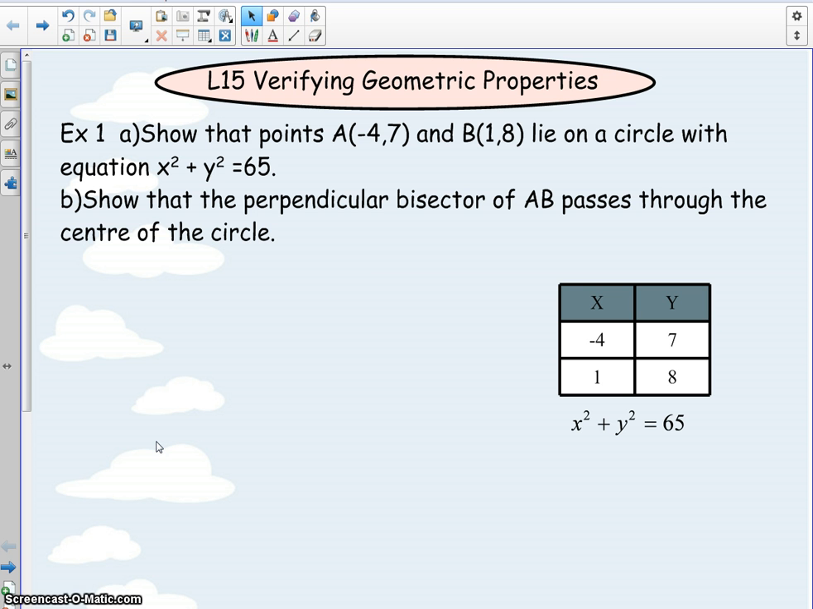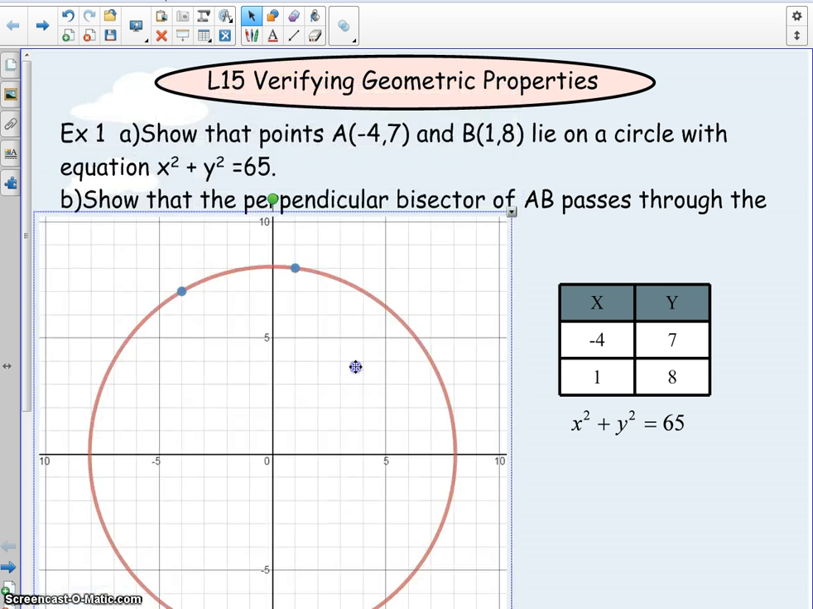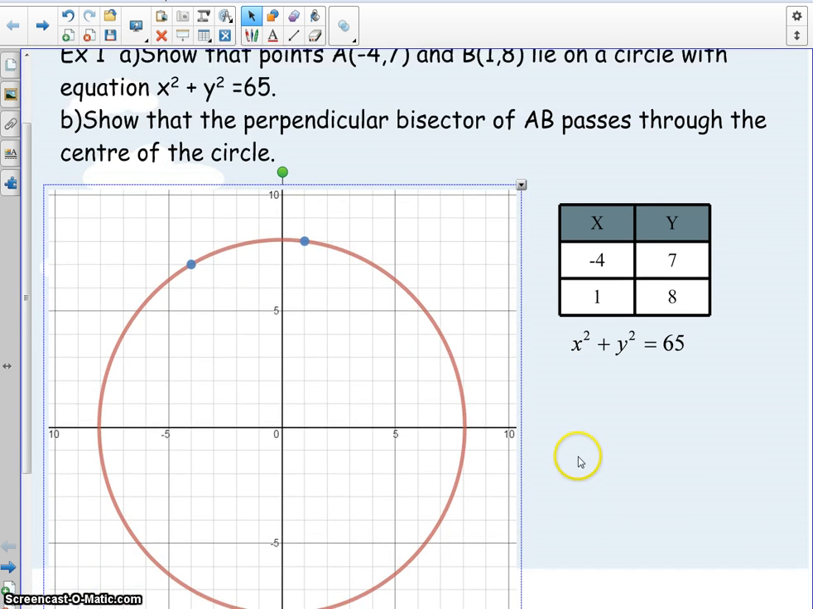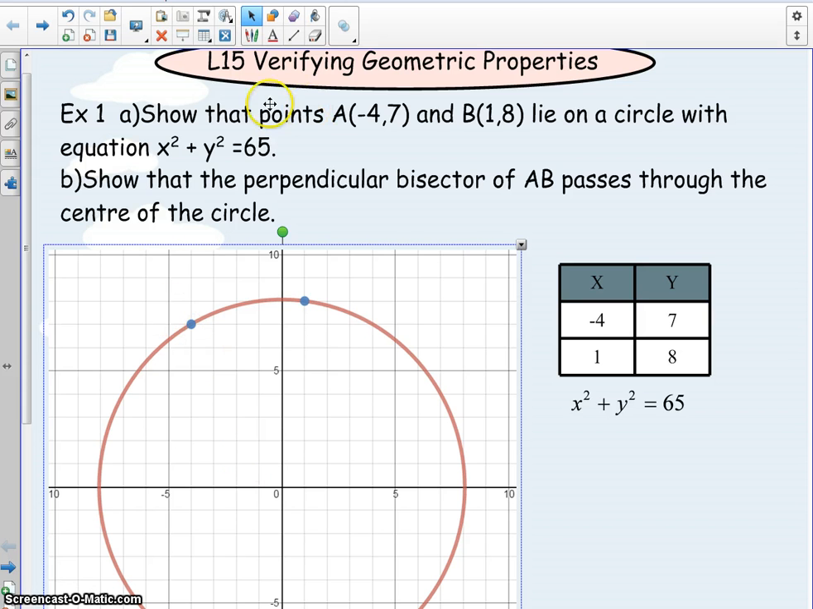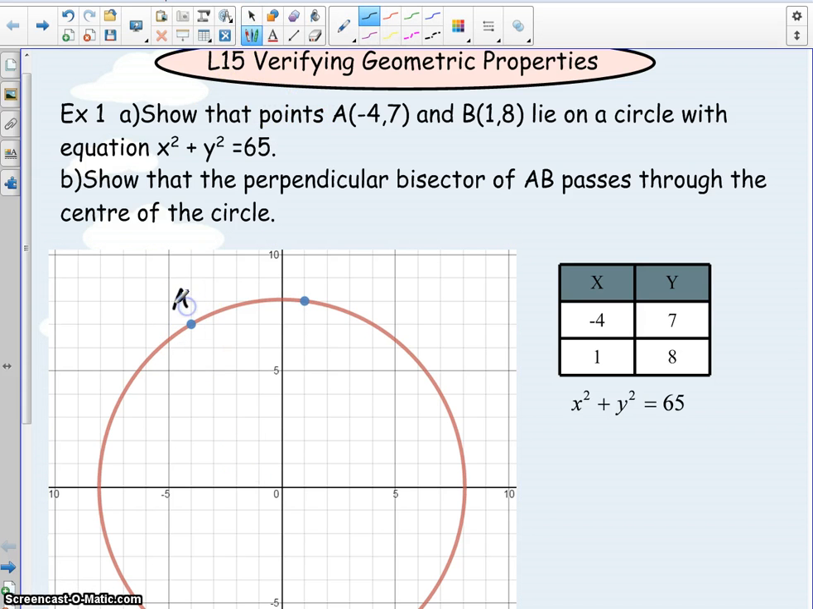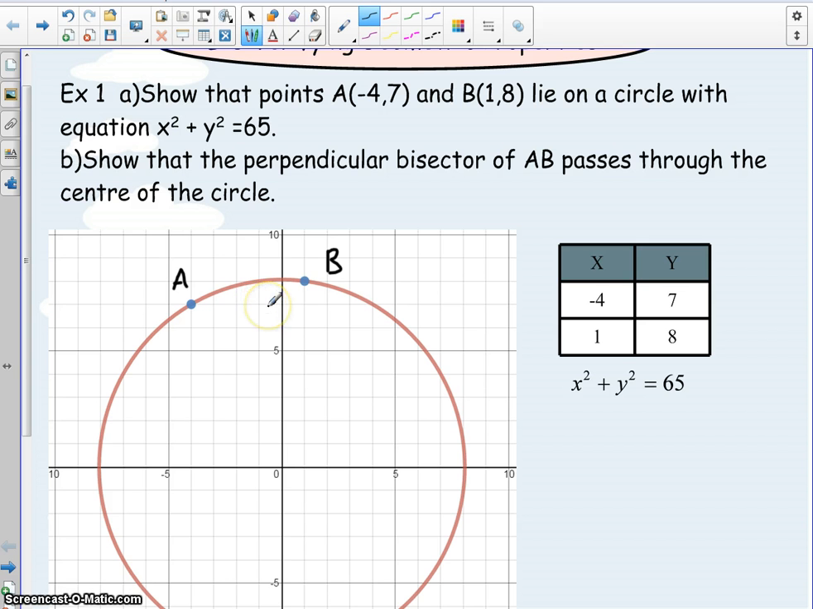So 1a again says show that the points A at negative 4, 7 and B at 1, 8 lie on a circle with the equation x squared plus y squared equals 65. Now this is a very easy thing to show using Desmos, but that's not going to be sufficient on a test or quiz. I'll show you how to algebraically prove it, but just to get an idea of what's going on, here's a picture. Here's a circle, x squared plus y squared equals 65, and I've put the two points A and B on there. A is out here at negative 4, 7, and B is over here at 1, 8. You can see very clearly that these points are on the circle. Part B asks us to show that the perpendicular bisector of AB passes through the center of the circle. Before we get to B, let's talk about A.